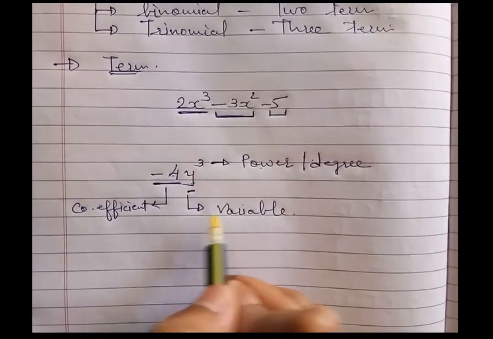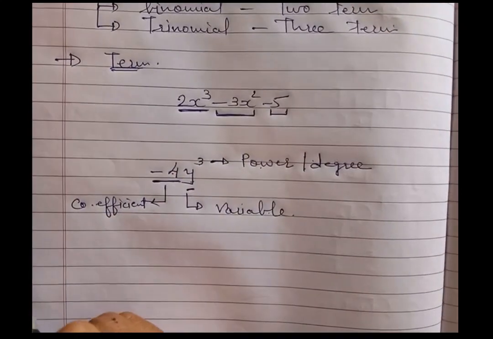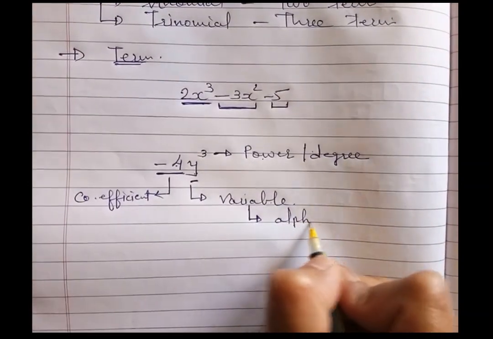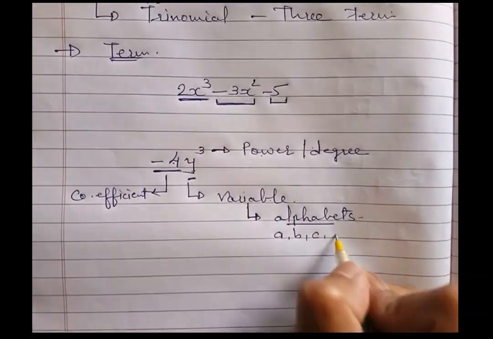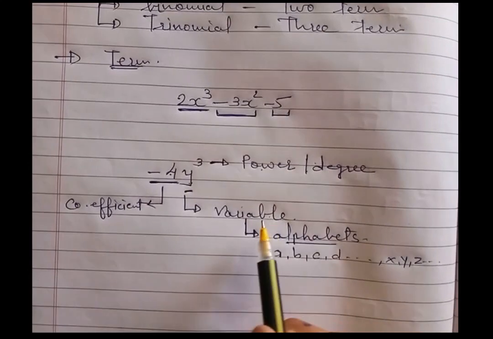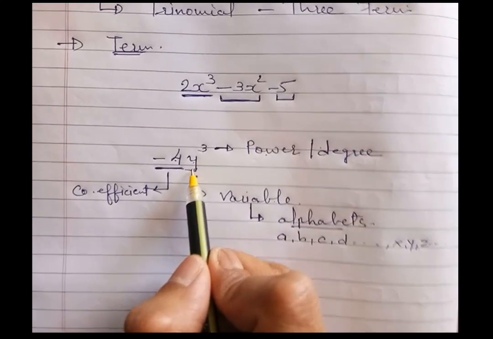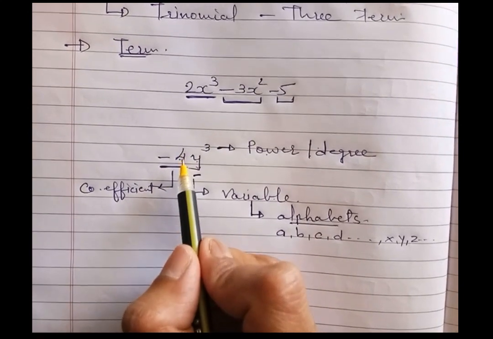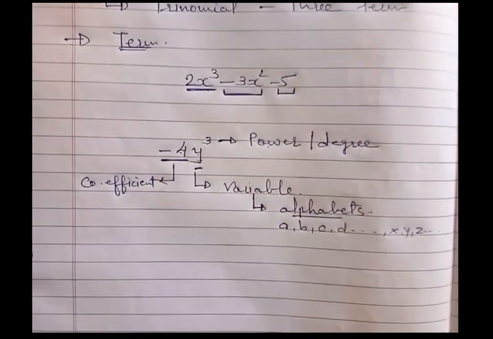What is y? y is the variable. What is minus 4? Minus 4 is the coefficient. Now what is a variable? It is nothing but alphabets, right? Alphabets means either small a, b, c, d, and so on, or else x, y, z, etc. Why do we call these alphabets variables? Because the value can be changed for this y, right? And this 4 is known as the coefficient, which is in front of the variable.